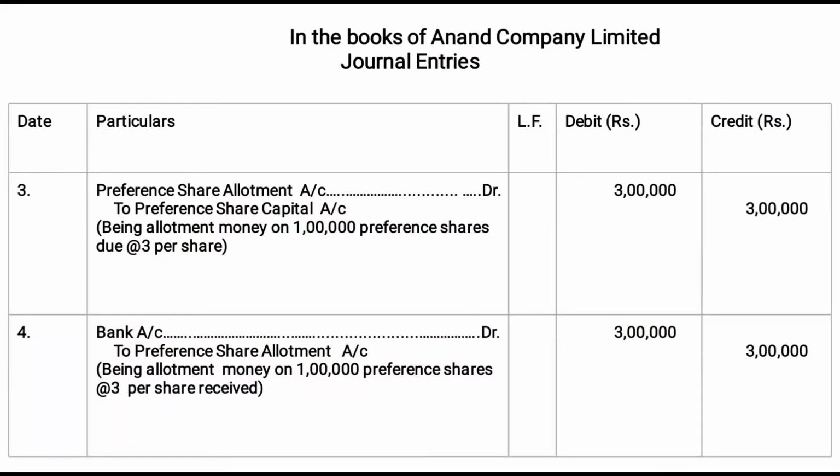See here, third entry will come preference share allotment account debit 3 lakh to preference share capital account credit 3 lakh. Narration will come being allotment money on 1 lakh preference share due at 3 per share. On allotment stage, first we have to pass transfer entry, then receipt entry. Now we have to pass receipt entry for allotment stage. Entry will be bank account debit 3 lakh to preference allotment account 3 lakh. Narration being allotment money on 1 lakh preference share at 3 per share received.